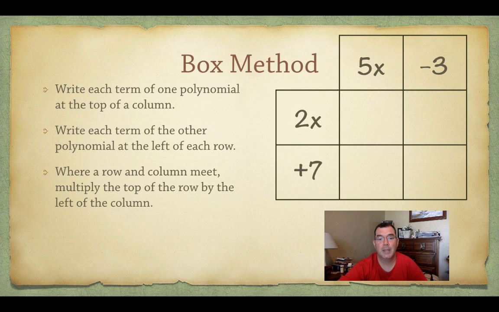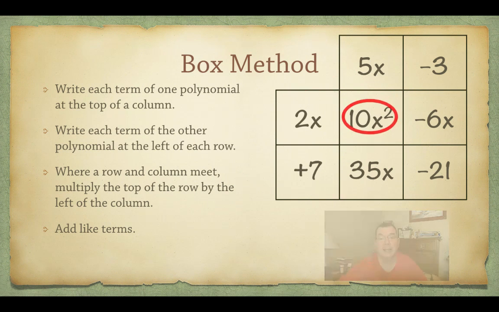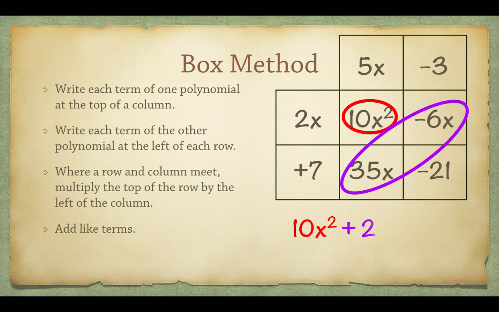All right. So the 5x and the 2x multiply to give 10x squared. The 2x and the negative 3 multiply to give negative 6x. 5x times 7 is 35x. And 7 times negative 3 is negative 21. And again, I have to add the like terms. The 10x squared is fine by itself. Then the 35x and the negative 6x gives me 29x, and then the negative 21 stands alone. So once again, my answer is 10x squared plus 29x minus 21.